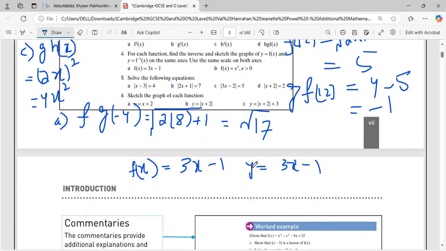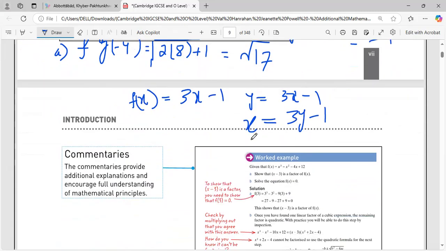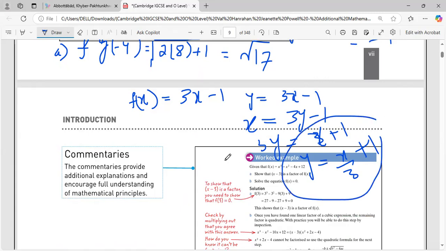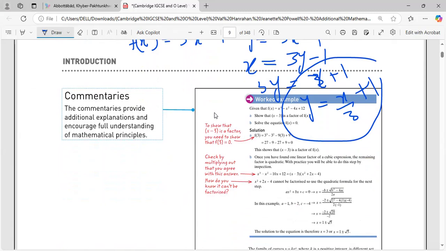Now interchange the position of these two, like give the position of x to y and y to x. So we can write x equals 3y minus 1. Now try to make y the subject, like try to separate y. So 3y is equal to x plus 1, so y is equal to x upon 3 plus 1 upon 3. So this is your inverse. Right?